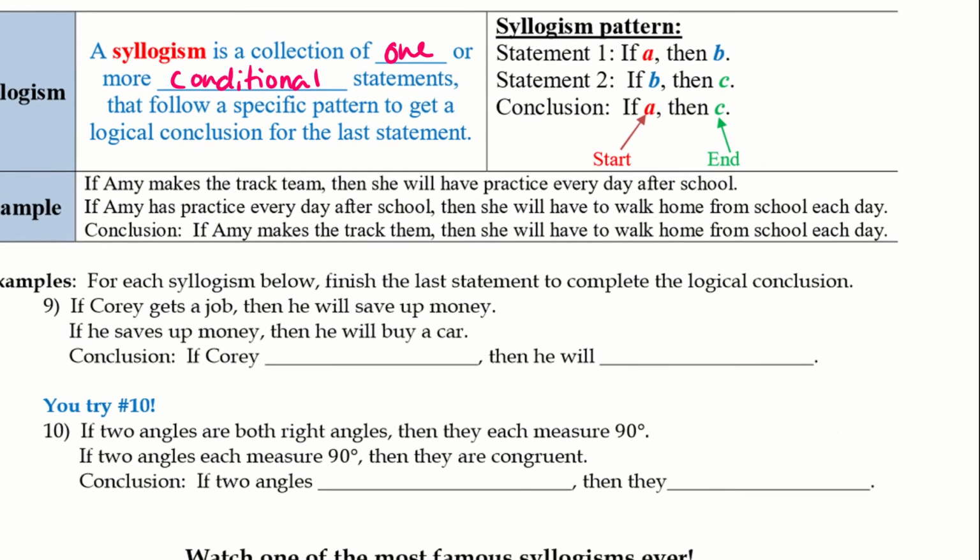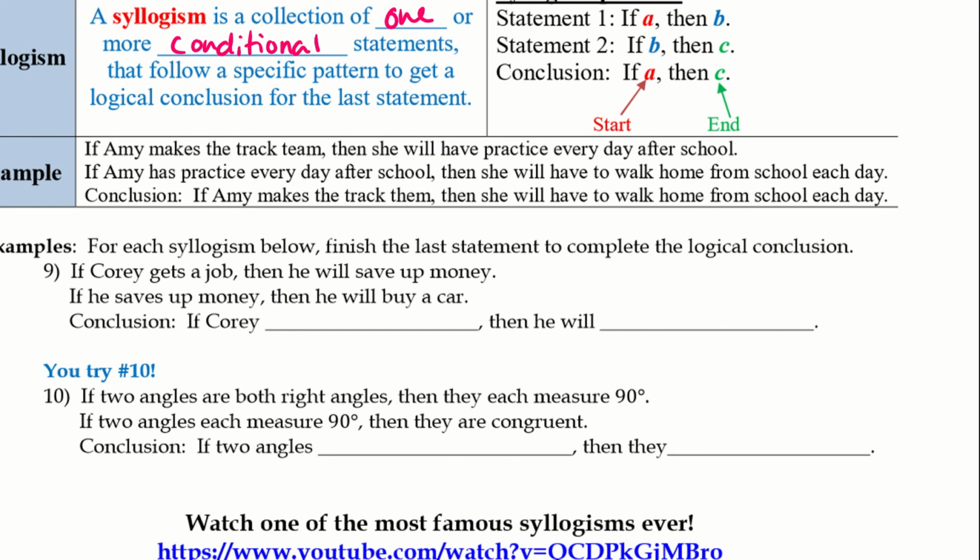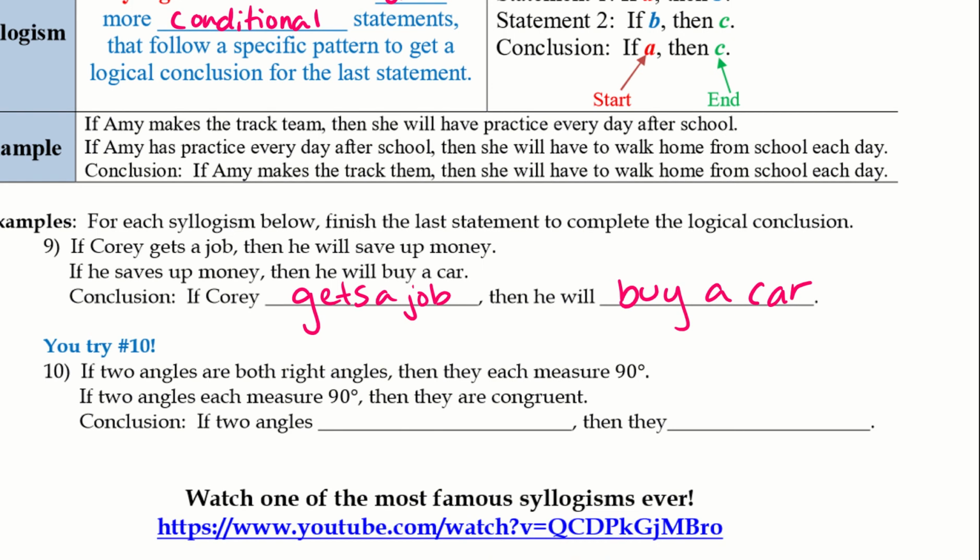So let's do number 9 together. If Corey gets a job, then he will save up money. If he saves up money, then he will buy a car. So if Corey gets a job, then he will buy a car. So if he gets a job, he'll be able to save money to get a car. So conclusion, if he gets a job, he will buy a car. All right, so go ahead and try number 10.